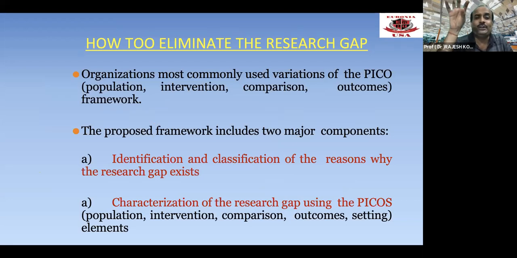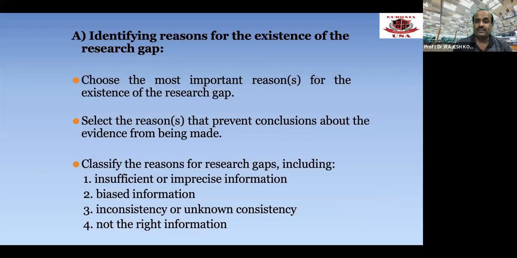Then how to eliminate it? Usually you use the PICO approach: population, intervention, comparison, and outcomes framework. The proposed framework includes two major components: identification and classification of the reasons why the research gap exists, and then using the PICO approach for filling the gap. Choose the important reasons why it is occurring, the existence of why the gap is there, why they have not done research within this area or time, and conclude it.